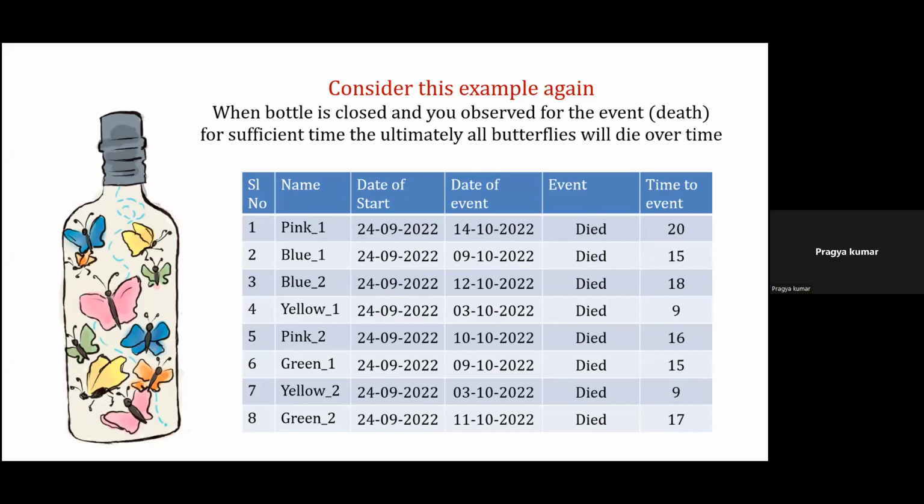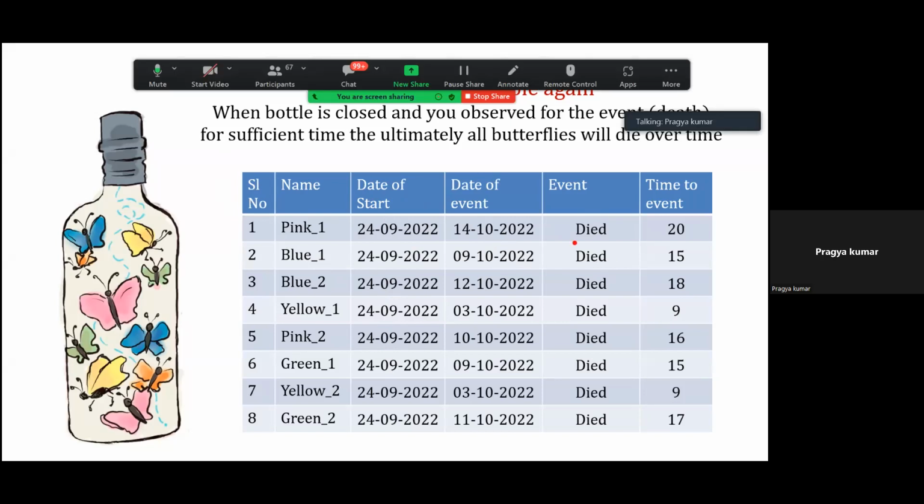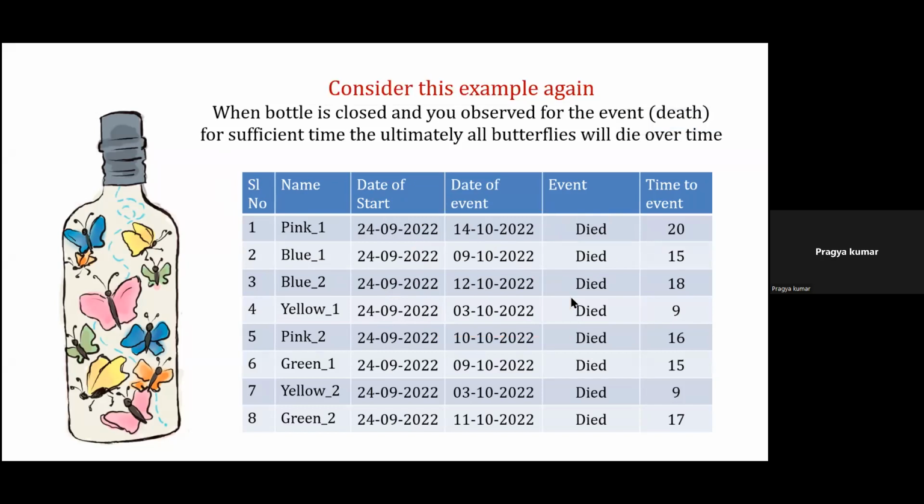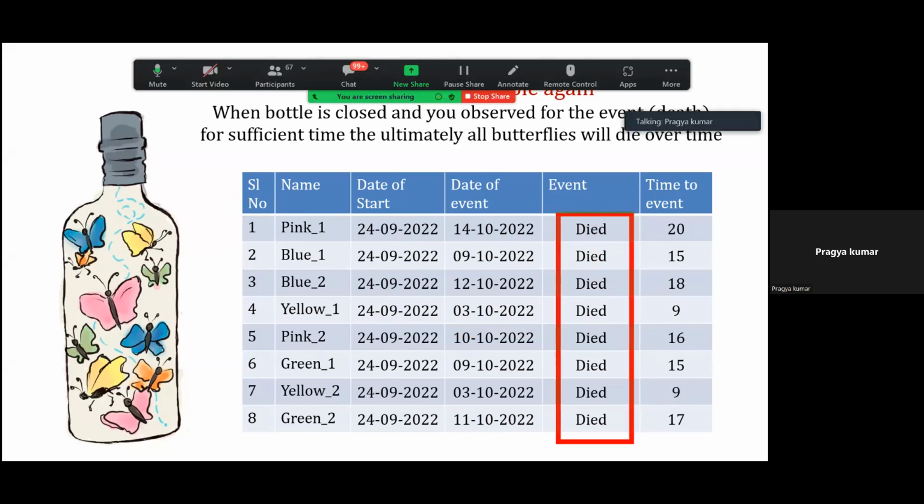So if you see this event, in all these cases, the event was death. So I'll again show this. You can see here that the event is death. And you were telling me the problems during survival analysis, that there can be some loss to follow up, there can be some transfer, there can be some data not available.